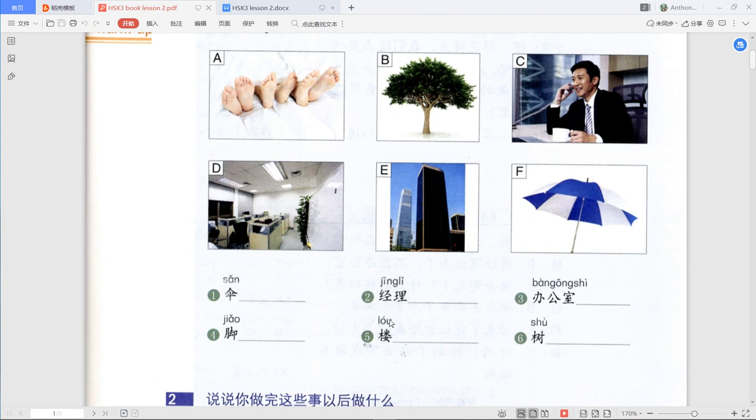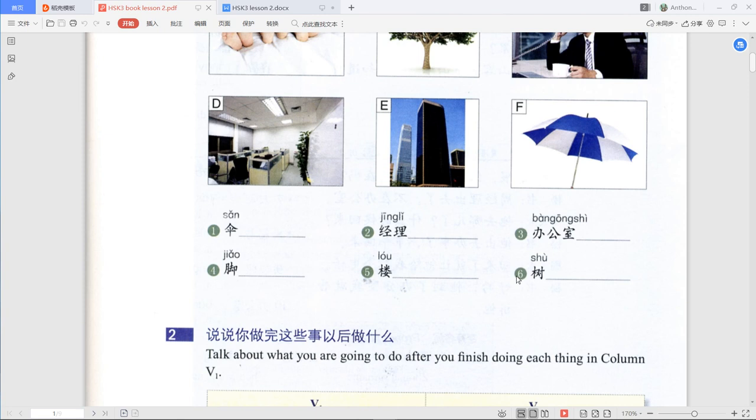Next one, 脚, 脚 means feet, foot. Number five, 楼, 楼 means building, so yeah, we can see a building here. Last one, 树, 树 means tree, so which one is the tree? So let's read them together. 伞, 经理, 办公室, 脚, 楼, 树.